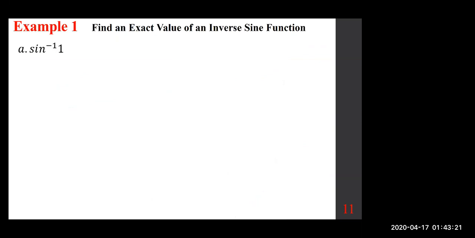Let's look at some basic examples to get us started. We are interested in sine inverse of 1. First and foremost, it is important to understand we are looking at an arc or an angle. So the way I approach it is very simple. What is sine inverse of 1? I don't know. Let's say it's theta. Therefore, by definition, sine theta must be 1. And you know the answer is π/2.